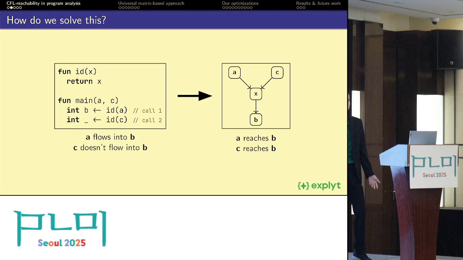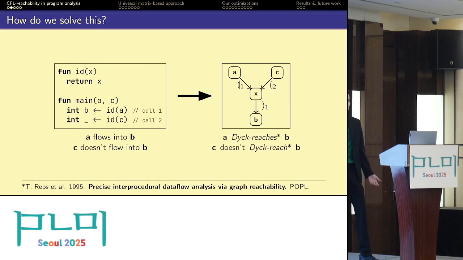But if we naively construct a sparse value flow graph, we'll see that A reaches B, which is expected, but also C reaches B. So we need some way to discard the path from C to B while preserving the path from A to B. One such way was proposed by Thomas Reps, and the idea here is to use edge labels. We use opening parentheses for the edges that correspond to function calls, and we use closing parentheses for the edges that correspond to function returns. And we also use subscripts to differentiate between different call sites.